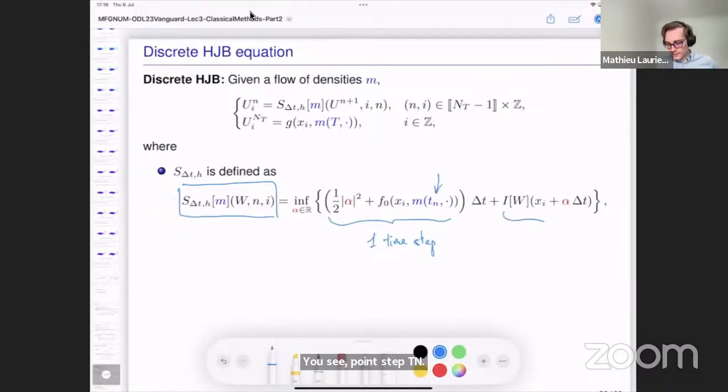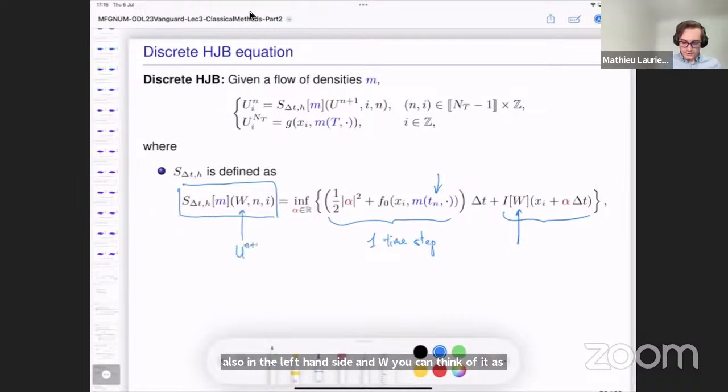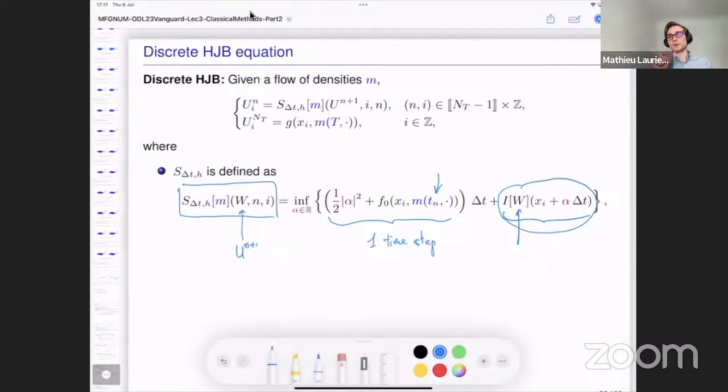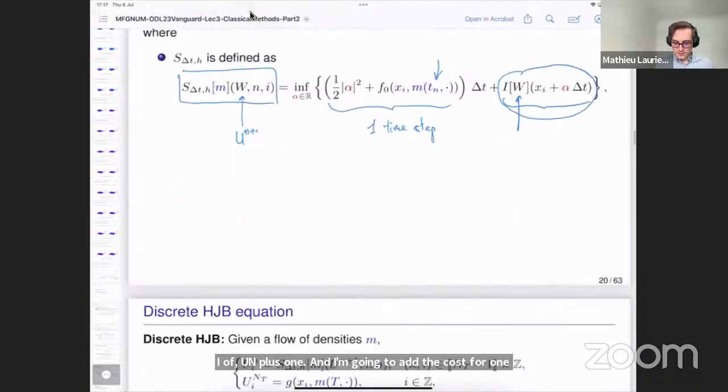And after that, we write this I here. So what is I? It's going to be a function of W, which is also in the left-hand side. And W, you can think of it as U at time n+1. So we are trying to compute U at time n. We already know U at time n+1. Based on that, I'm going to compute this quantity, I of U^{n+1}, and I'm going to add the cost for one time step, and this will give me the value U^n.